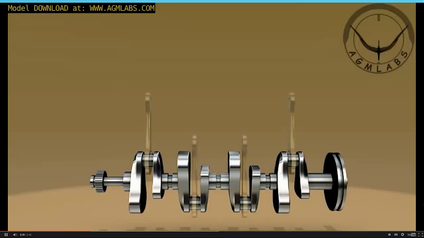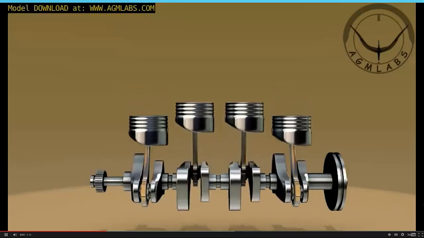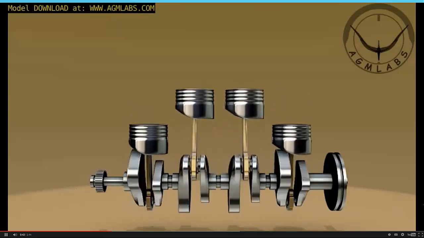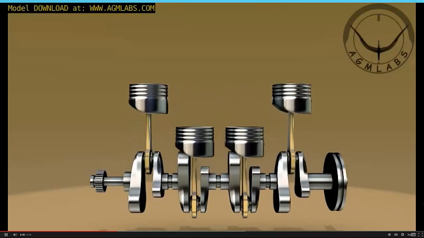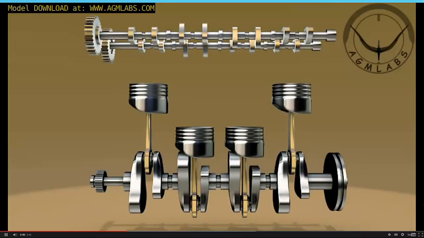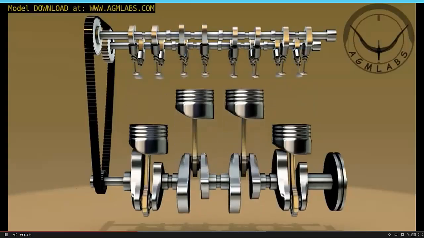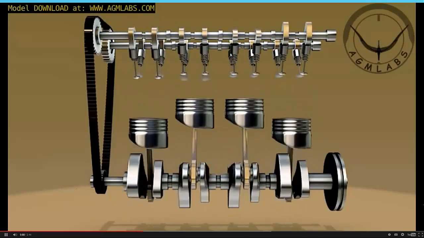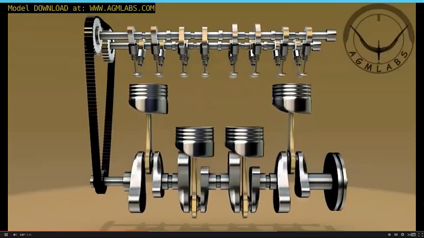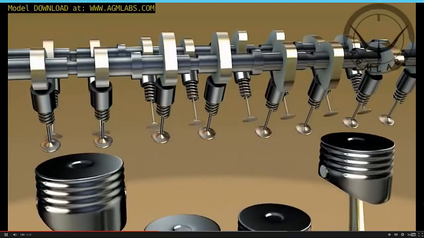Inside the engine block, there is a crankshaft. Piston rods are attached to the crankshaft. Pistons are attached to the piston rods. As the crankshaft turns, it causes the lifter to make each piston move up and down. At the top of the crankshaft there is a camshaft which is connected to the crankshaft by a timing belt. While the crankshaft is making the pistons move up and down, the camshaft is turning, making the valves open and close.